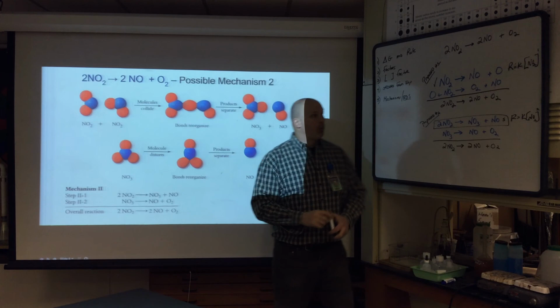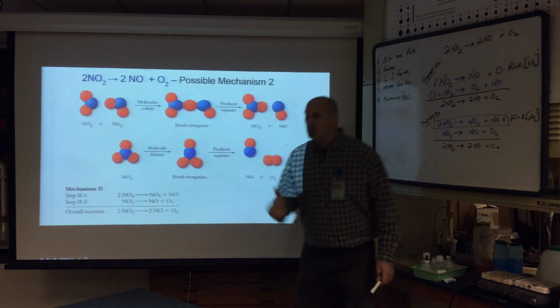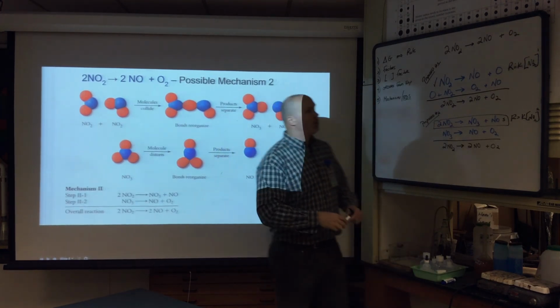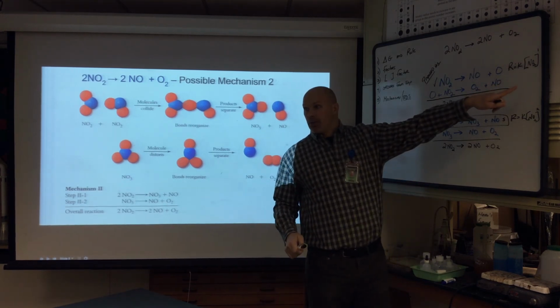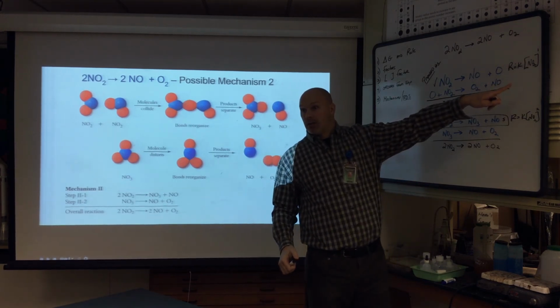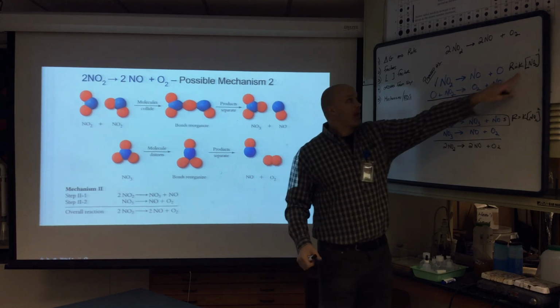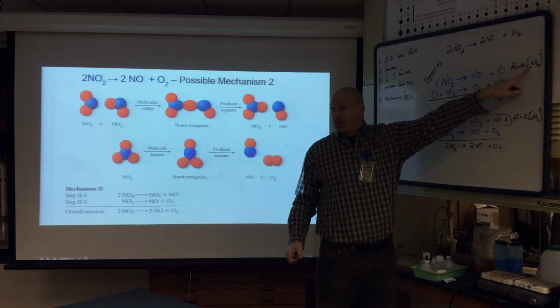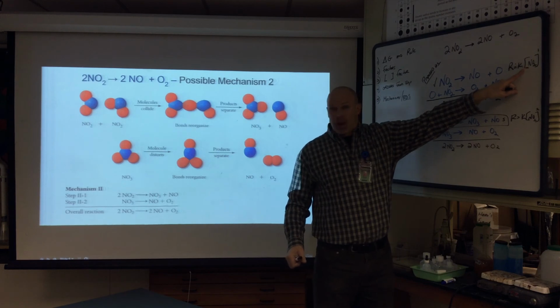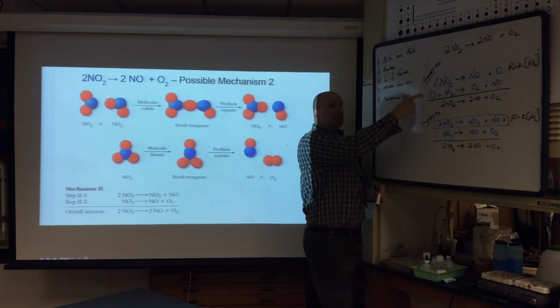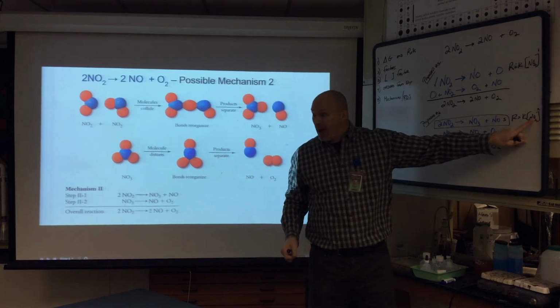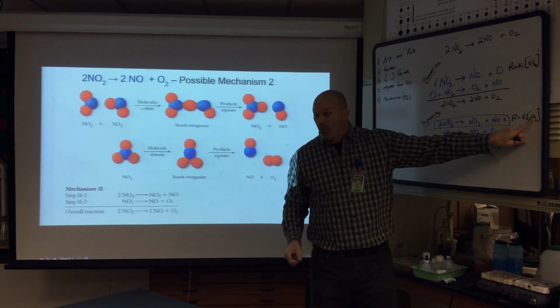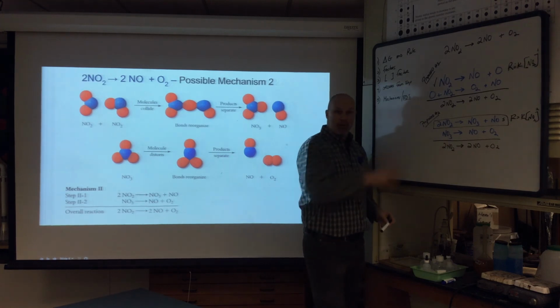How can I find which is the best? I do an experiment where I double NO2. If the rate doubles, I know that this is the correct rate law, which means that this is the better proposed mechanism. If I double NO2 and the rate goes up 4 times, this is my proposed mechanism.